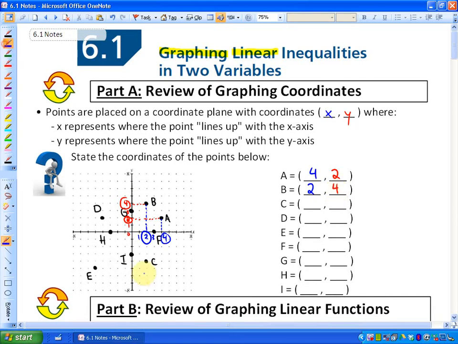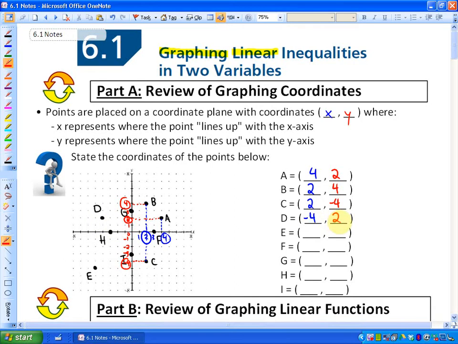Point C lines up with the x-axis here at 2, and with the y-axis, as you can see here, at -4. So that'll be the point 2, -4. Starting to move more quickly now. If we look at the point D, this is getting a little bit messy. It lines up with the x-axis at -4, because it's to the left of what's called the origin, and it lines up with the y-axis at +2.